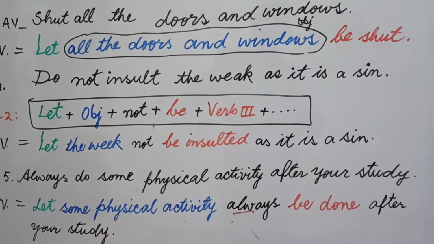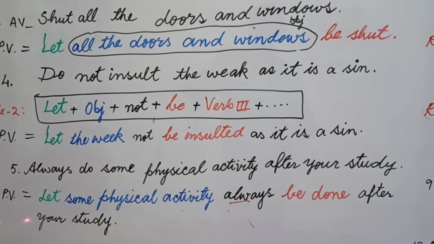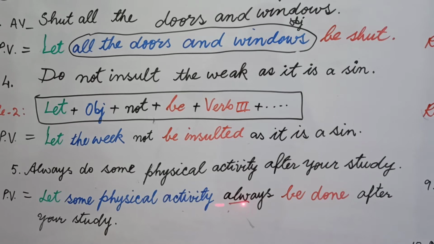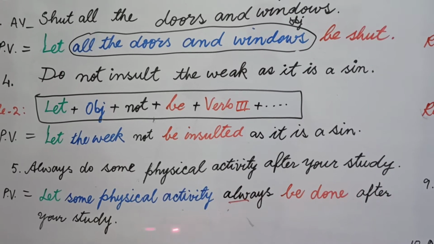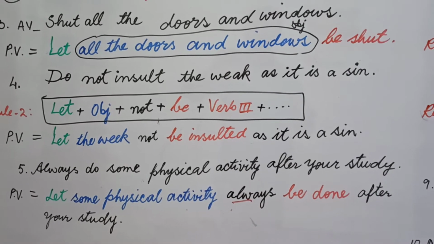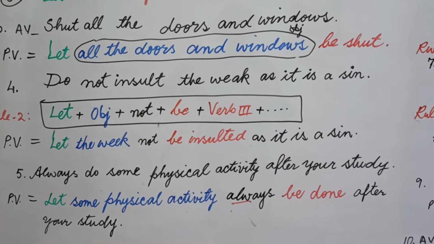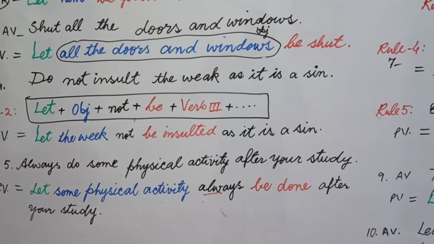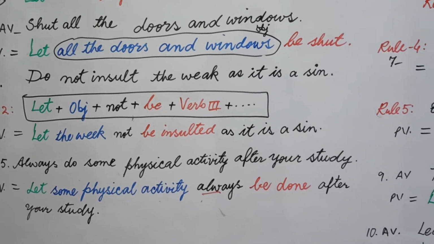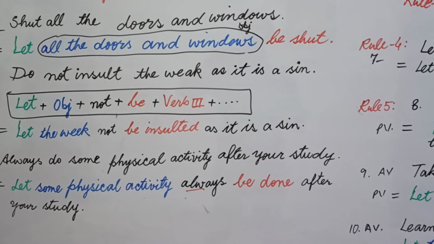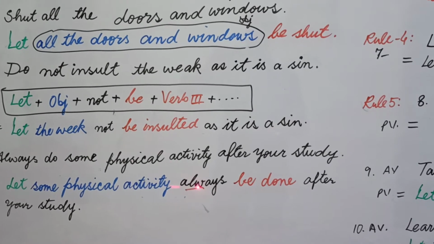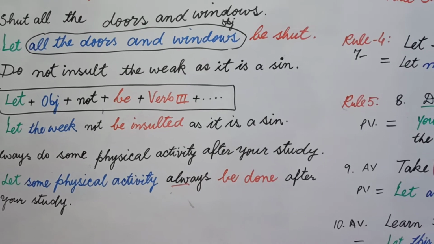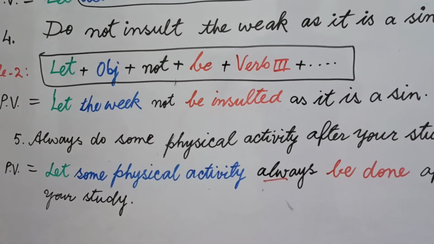Now what will be your answer? You will write in the beginning let some physical activity, then always be done, and the rest of the sentence, after your study. You just try to identify what your object is, and you pick and place your object just after let. It means before your verb, and you place your adverb, which may be never, not, or always, and then be, then the third form, and then the rest of the sentence.